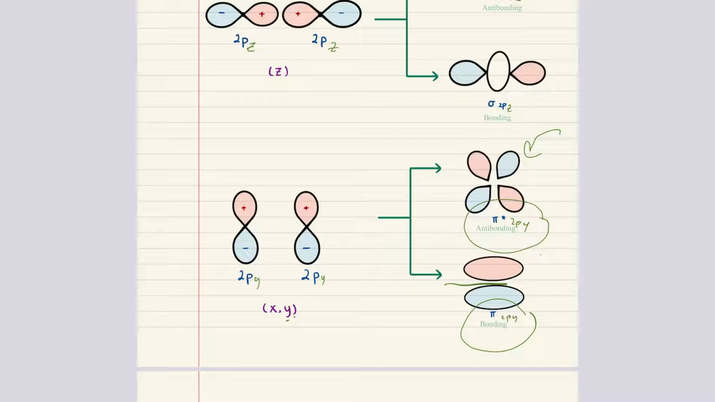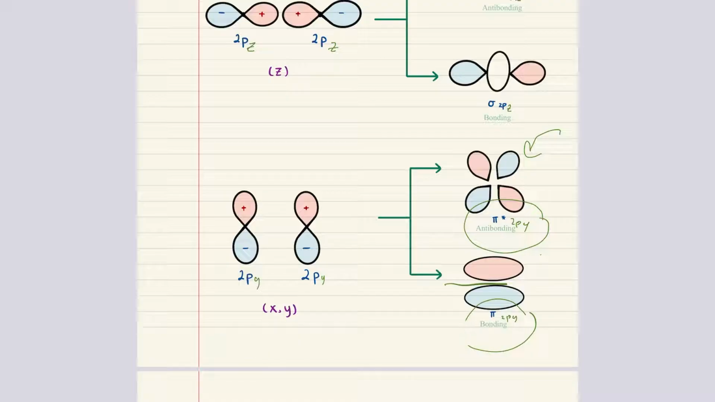This leads us to an important point. Pi bonding occurs in pairs. Since we have 2p orbitals, 2px and 2py, that overlap in the same way, we actually end up with 2 pi bonding orbitals, one from 2px and one from 2py, and we also end up with 2 pi anti-bonding orbitals, one from 2px and one from 2py. This means that whenever pi bonds form, they always come in sets of 2.